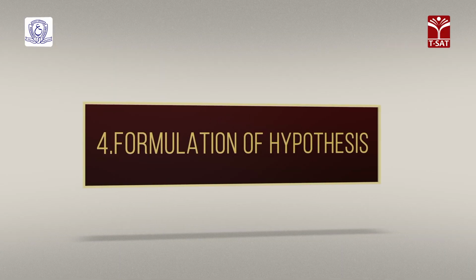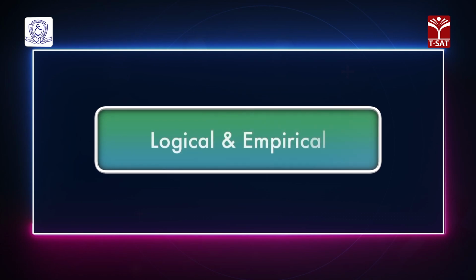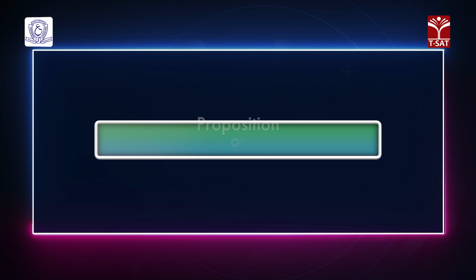The fourth step is formulation of hypothesis. Specification of working hypothesis is the next step of the research process. A hypothesis is a tentative statement which needs to be tested for its logical and empirical confirmation. A hypothesis can be formulated as a proposition or set of propositions providing the most probable explanation for the occurrence of some event or specified phenomenon. A hypothesis, when empirically tested, may either be accepted or rejected.